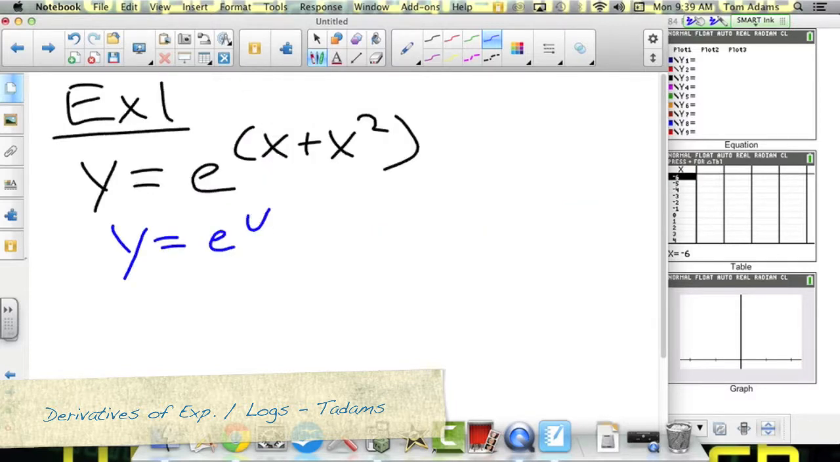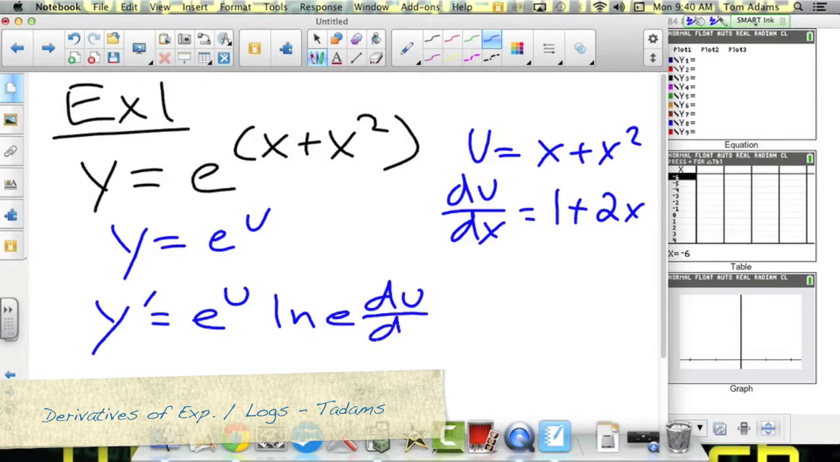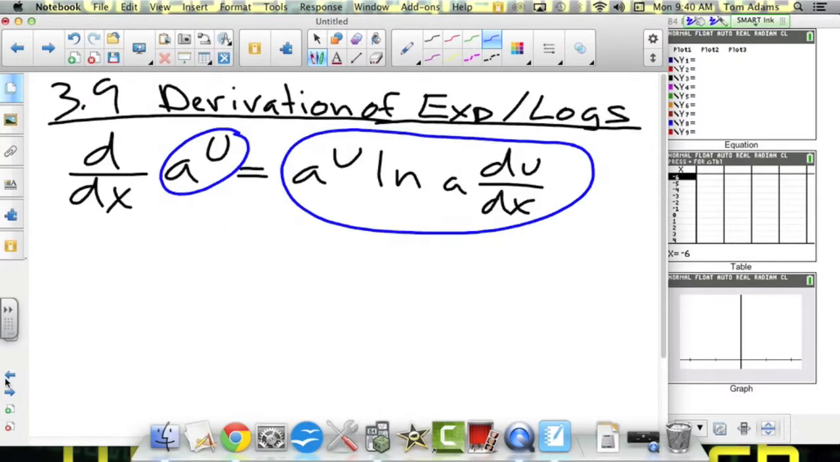So if I let this be y equals e to the u, then u would be equal to x plus x squared, and then du/dx would be equal to 1 plus 2x. To find y prime of this, y prime would just be e to the u times the natural log of a, which is the base, in this case e, times du/dx. And that's just plugging that into this formula.